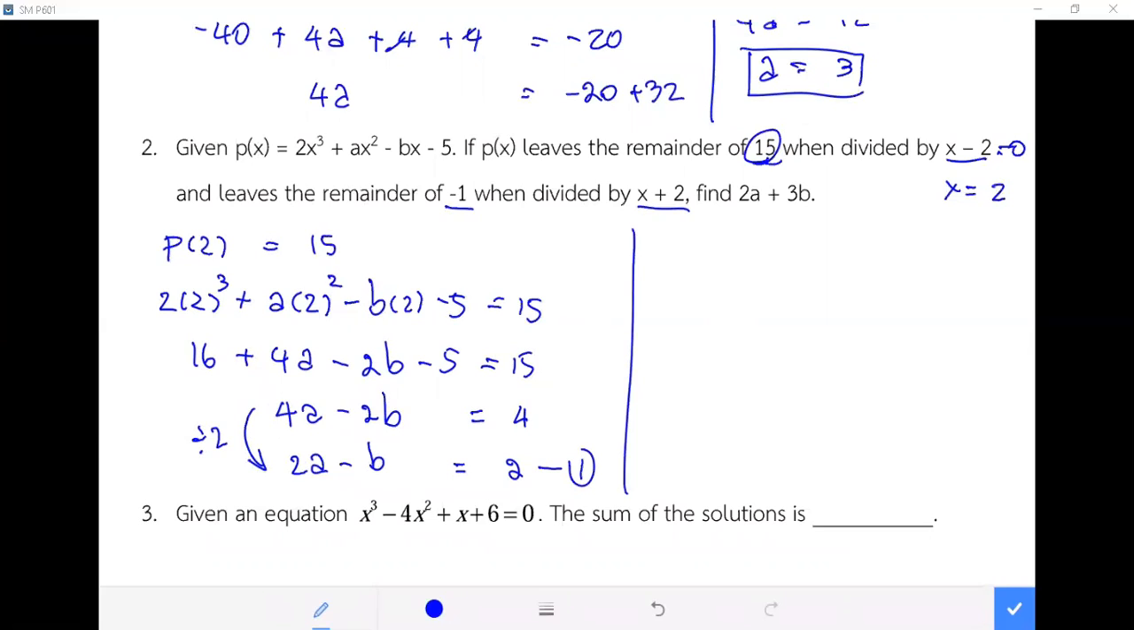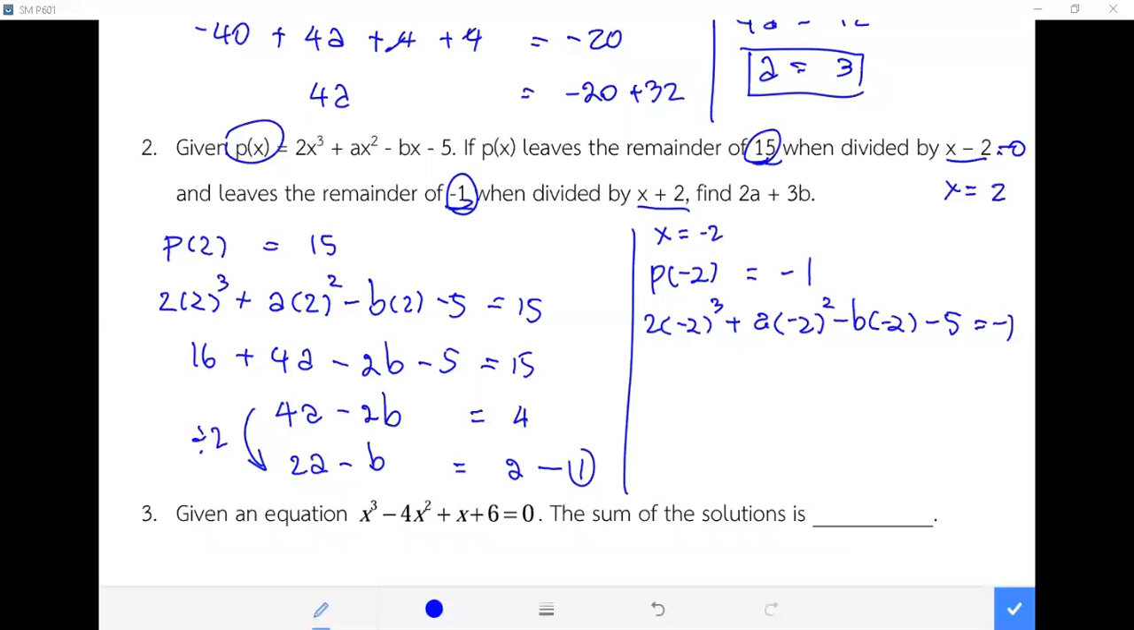And next, it leaves the remainder of negative 1 when divided by x plus 2. So let this one equal to 0. If x plus 2 is equal to 0, then your x is negative 2. You put this back in your p(x), very easy. So p of negative 2 is going to be equal to negative 1: 2 times negative 2 cubed plus a times negative 2 squared minus b times negative 2 minus 5 is equal to negative 1. Then you just do the math. That is negative 8 times 2, negative 16, plus 4a, plus b, minus 5 is negative 1. So 4a plus b is 16, and this negative 21, move it there, plus 21.